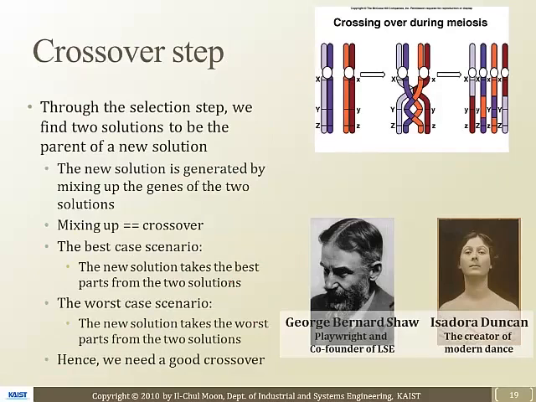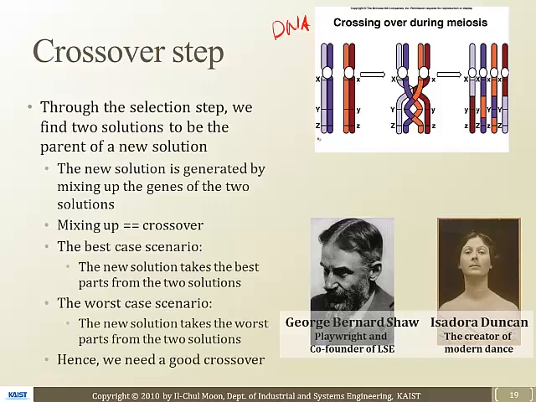So after the selection approach, selection scheme, selection step, what we are going to do is actually selecting two solutions. We want to select two solutions and we want to cross over. Crossover usually happens in the DNA.